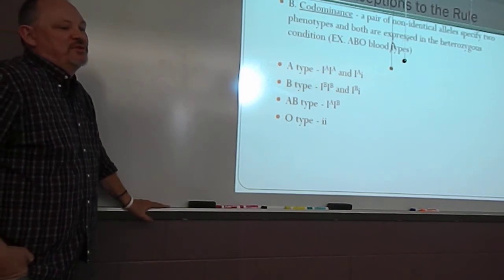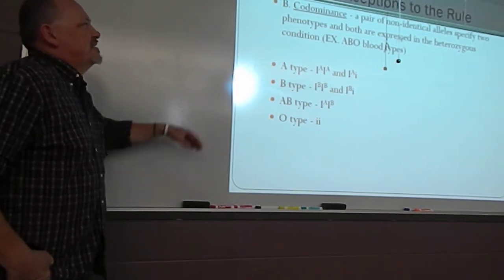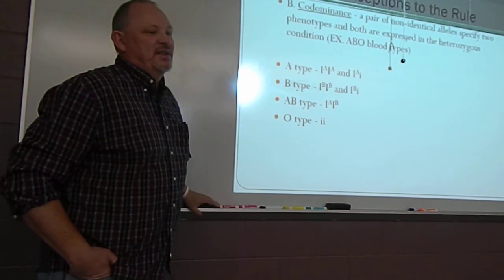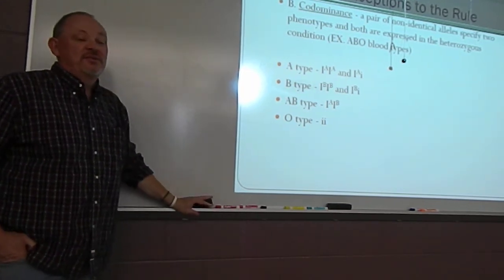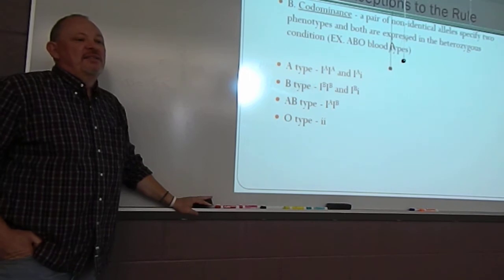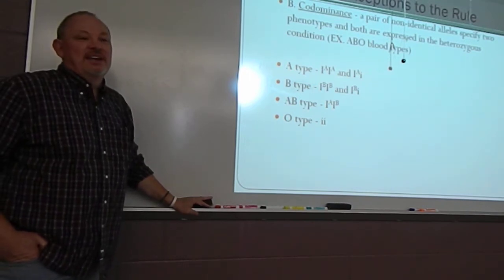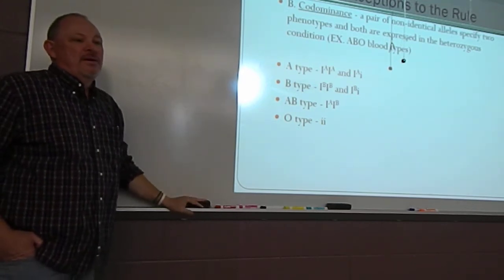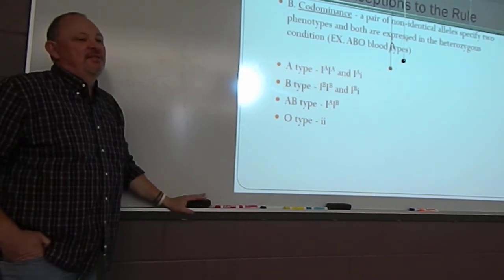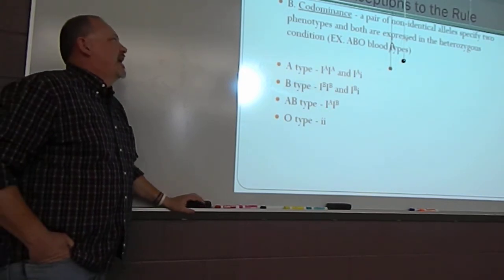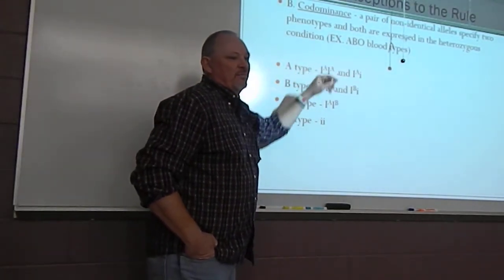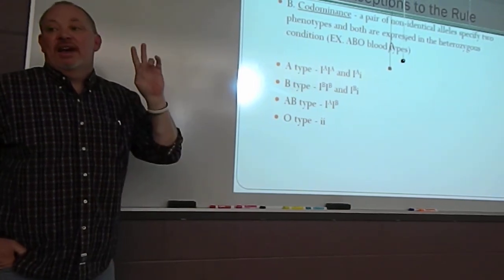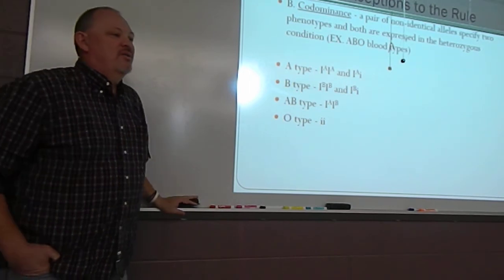And there are two multiple choice questions. One says a pair of non-identical alleles specify two phenotypes and both are expressed in a heterozygous condition. That's the definition of codominance. And then the next question right after that is, give me an example of the one preceding. So you need to know it's codominance, and then you need to give me the right example of that, and that's human blood type, ABO blood type. We're not going to look at the Rh factor, positive or negative. We're just looking at whether you're A, B, AB, or O.